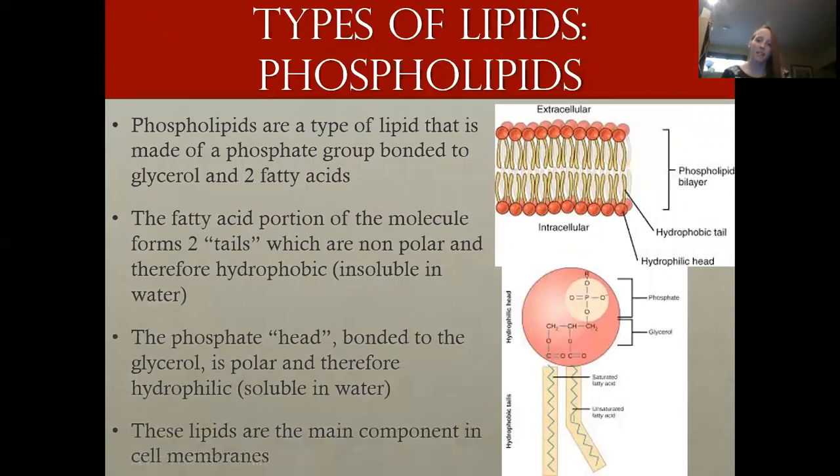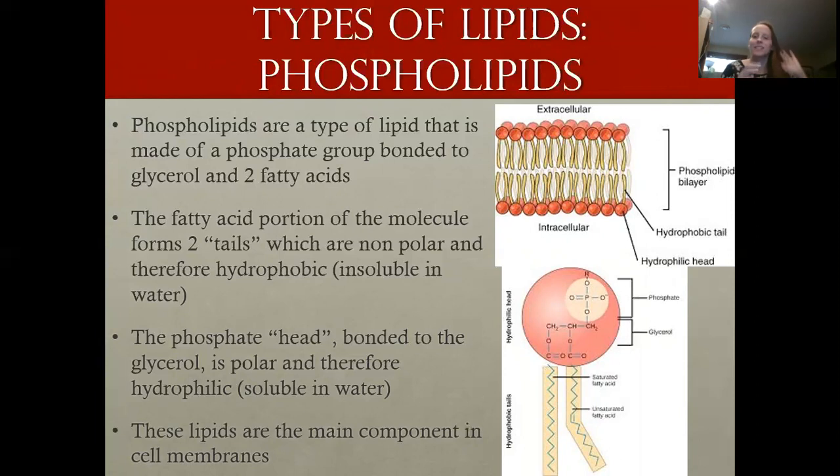The other main type of lipid is a phospholipid, which you might remember from Science 10. Phospholipids are what make up the phospholipid bilayer that makes up all cell membranes. And this is slightly different than the triglyceride because in this case, the glycerol is only bonded to 2 fatty acids instead of 3, but it's also bonded to a phosphate group, hence the phospholipid.